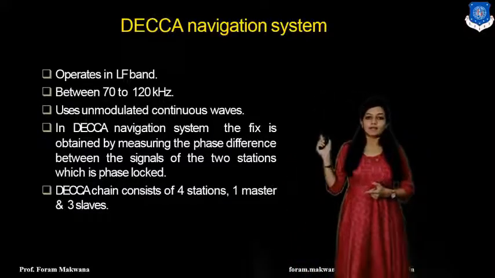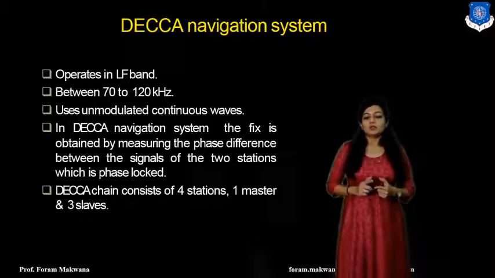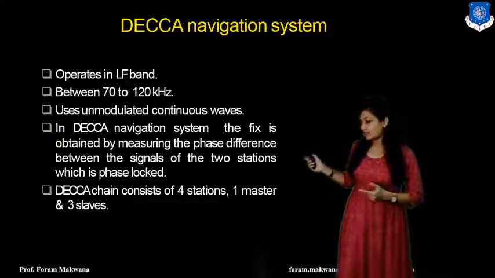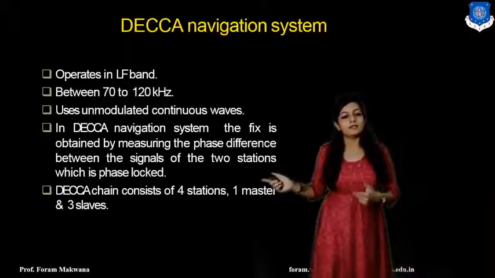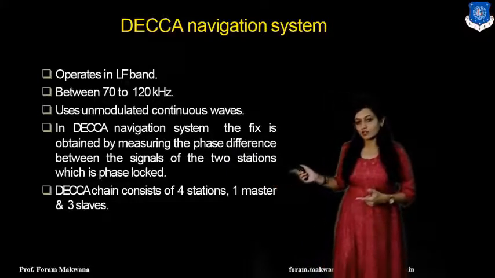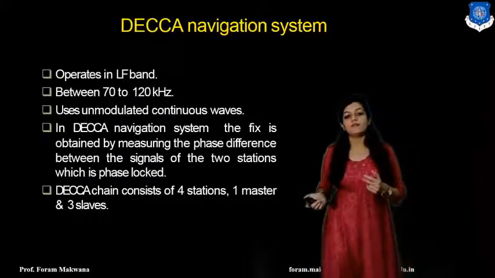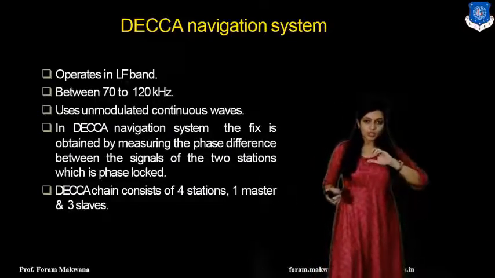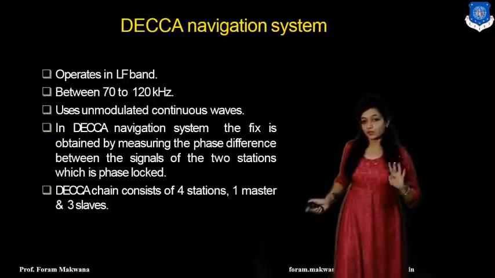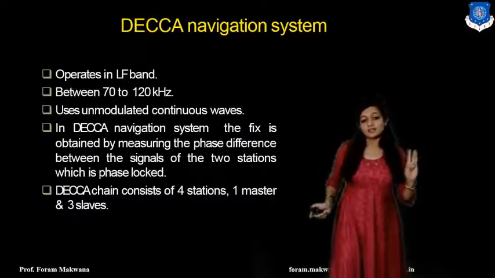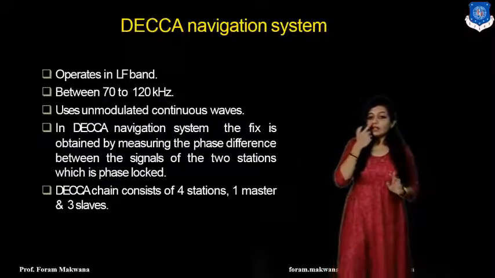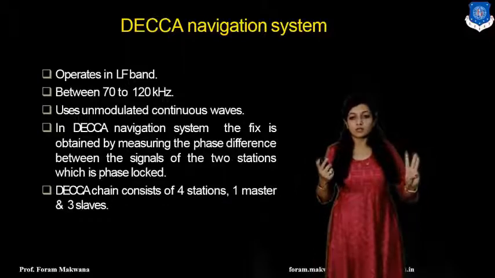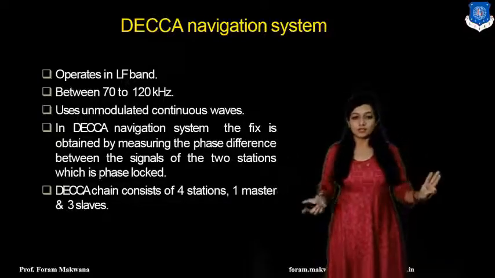But in the DECCA navigation, we are going to use only a continuous wave. So in the DECCA navigation system, the fix is going to be obtained by measuring the phase difference between the signals of two stations, which is going to be phase from. Okay, because the synchronization is worst. So in the DECCA chain, which consists of 4 stations, 1 is master, 3 slave. In LORAN, the chain consists of 3 stations, 1 master, 2 slave, and here we have 1 master, 3 slaves.